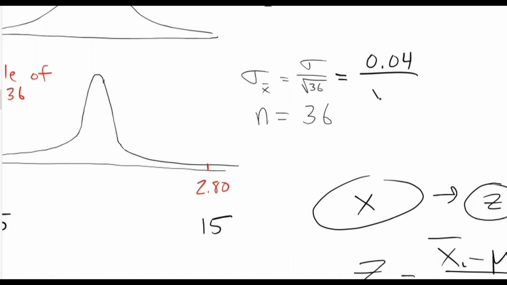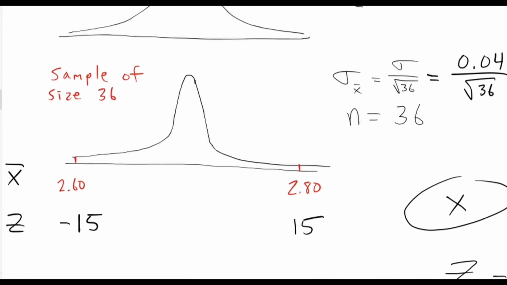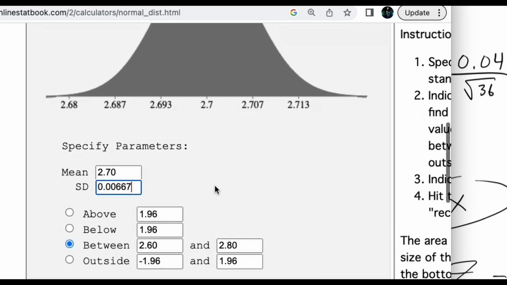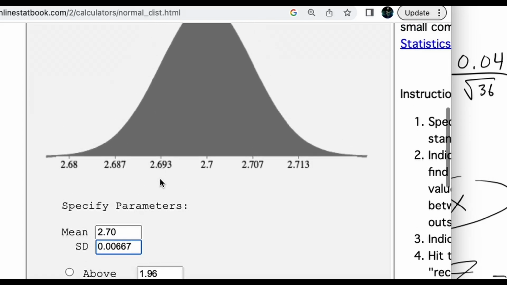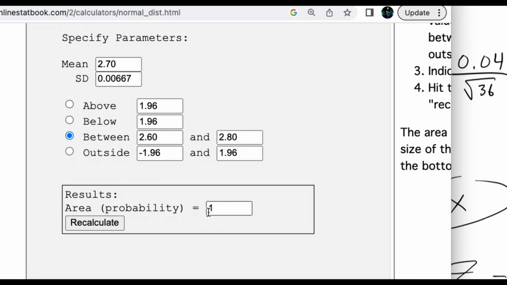It used to be 4 cents. Now the standard deviation of the sampling distribution is 0.67 cents. So plug that into the program, right? And now we can see that the area is approximately everything. It's so close to 1 that the computer is not even going to distinguish the value from 1.